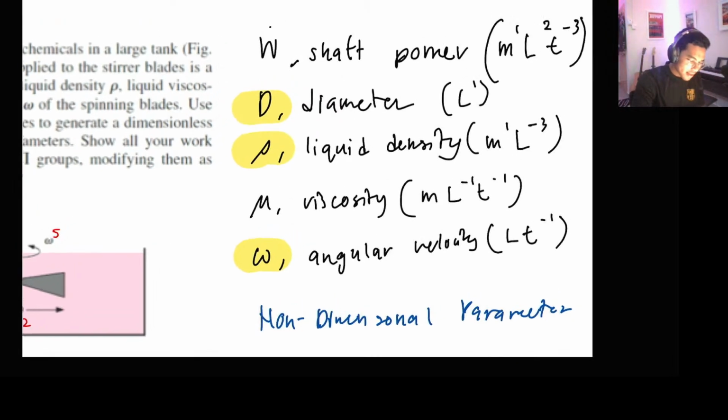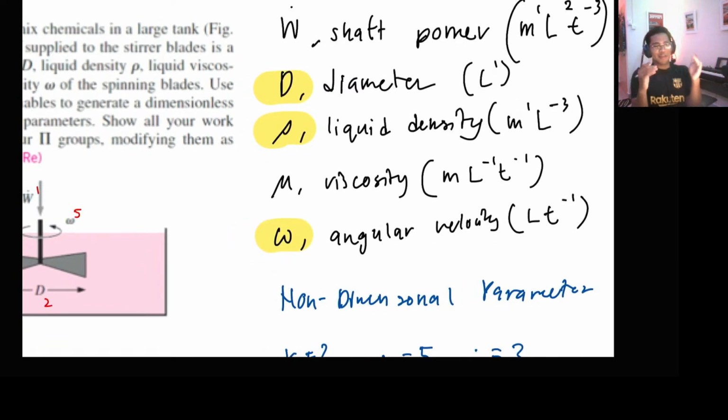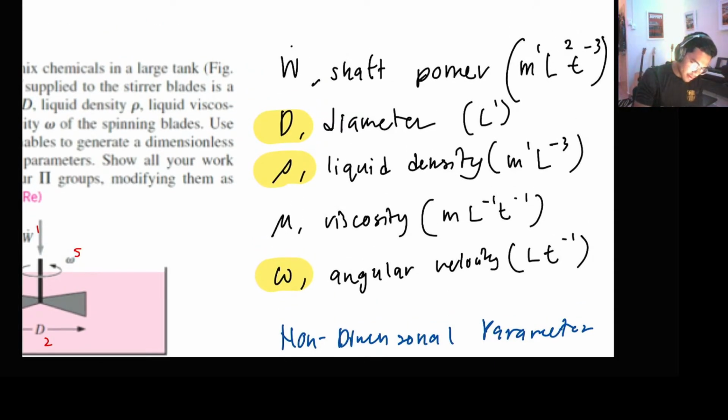Okay. So well done. The correct answer is shaft power. The diameter, the density, and angular velocity are the repeating parameters. Thank you, JJ. But okay, we'll go step by step. But for now, we can identify that the shaft power is the dependent. The others are independent.